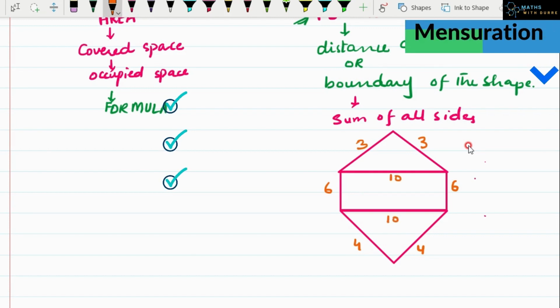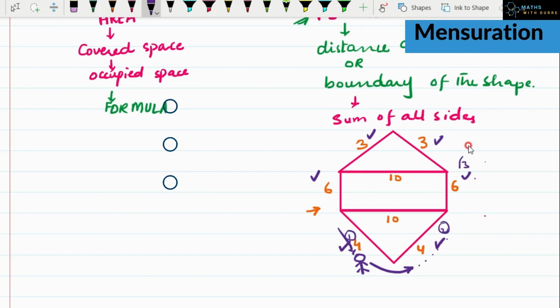How can we calculate the perimeter of this compound shape? We can calculate it by adding all the sides. So let's start adding from this number, that is 4. This is 4, 4, 6, 3, 3, 6, and then the distance closes till here. Counting the sides from here: side 1, side 2, 3, 4, 5, 6, right? So there are a total of 6 sides of this shape.